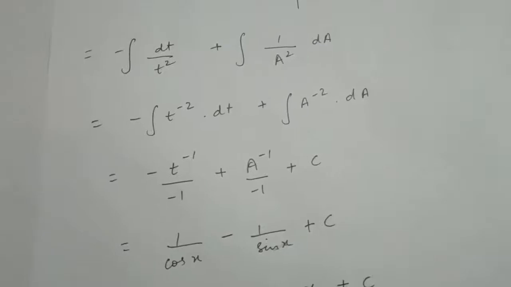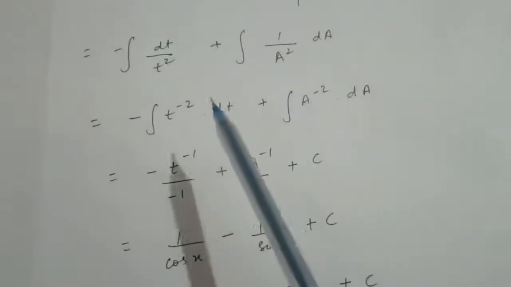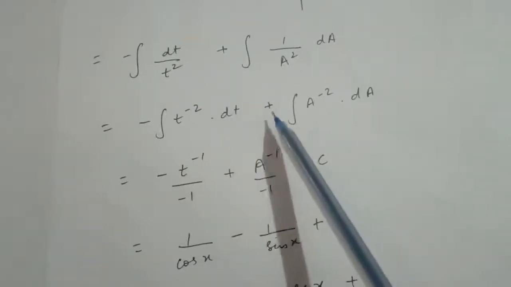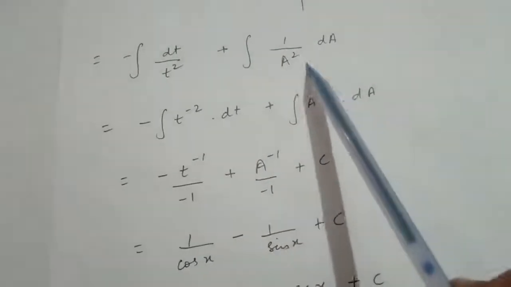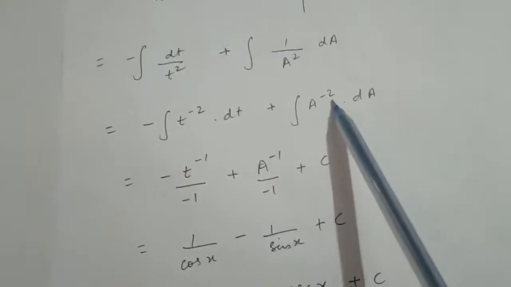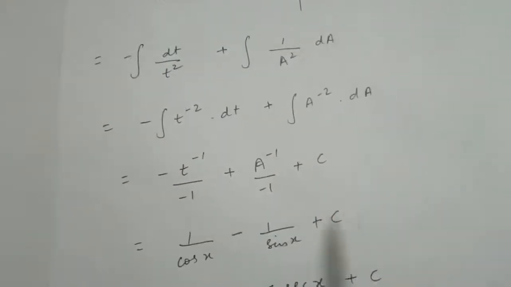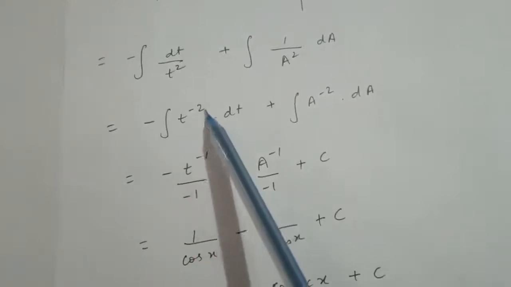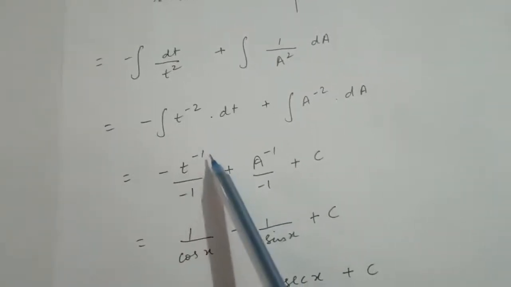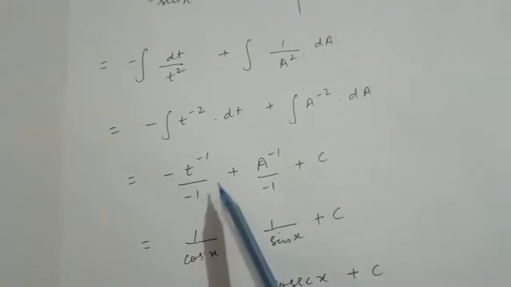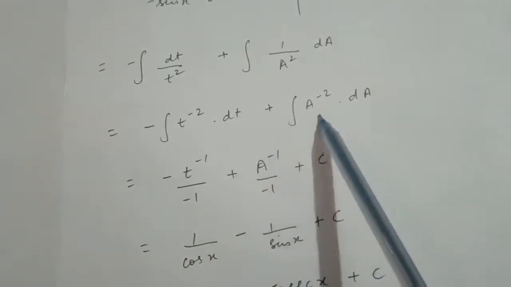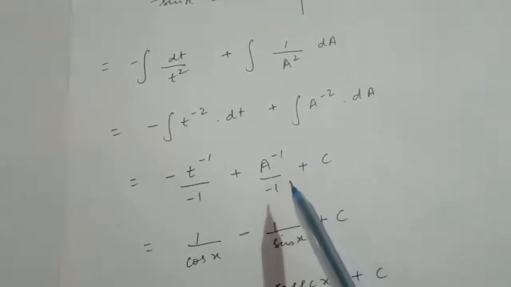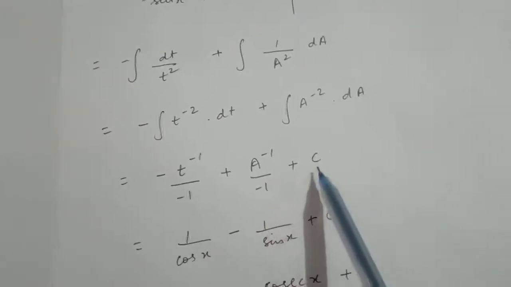So minus, as it is, integral of 1 by t square is integral of t raised to the power minus 2 into dt, plus integral of 1 by a square will be a raised to the power minus 2 into da. Now minus, as it is, integral of t raised to the power minus 2 is t raised to the power minus 1 upon minus 1, plus integral of a raised to the power minus 2 is a raised to the power minus 1 upon minus 1, plus c.